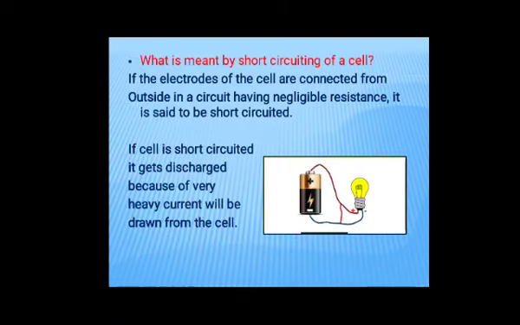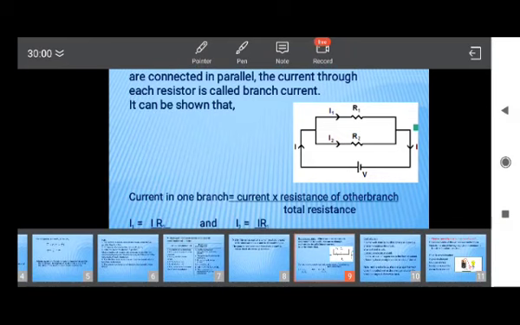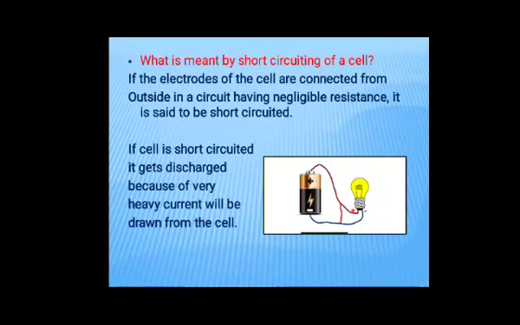I hope you have heard the word short circuiting. What is meant by short circuiting of a cell? I hope you know this one. In a cell, two electrodes are there. One is positive, another one is negative. If these two electrodes are joined externally, then it becomes a short circuit. So if the electrodes of the cell are connected from outside in a circuit having negligible resistance, it is said to be short circuited. You can see in the diagram one red color line. Here both positive and negative are joined. If the cell is short circuited, it gets discharged because a very heavy current will be drawn from the cell.